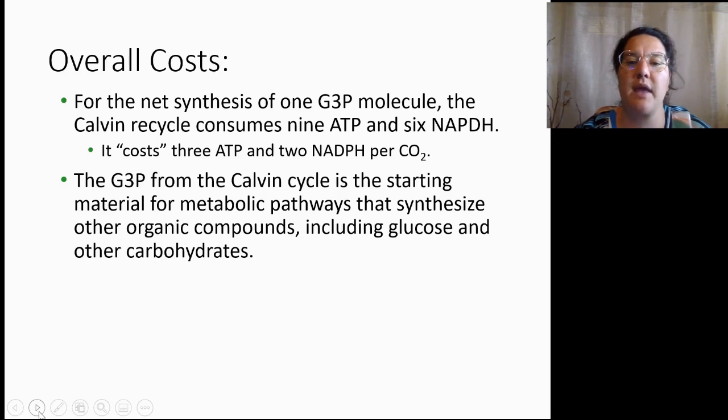The G3P from the Calvin cycle is the starting material for metabolic pathways that synthesize other organic compounds, including glucose and other carbohydrates. So if we were going to make a glucose molecule, we would need 18 ATP and 12 NADPH to make one glucose molecule. So that is a lesson on the light-independent or Calvin-Benson cycle of photosynthesis.